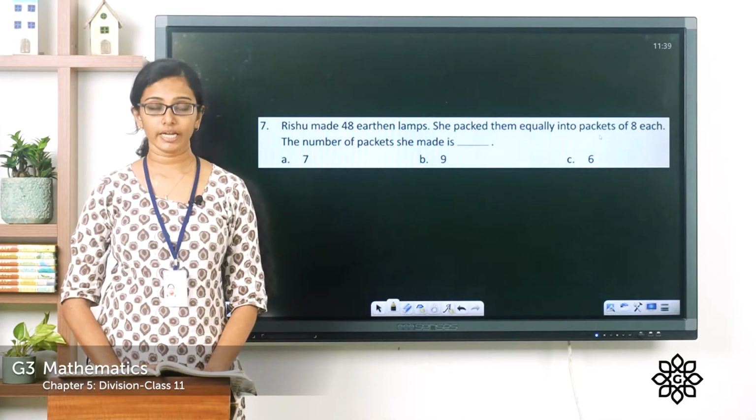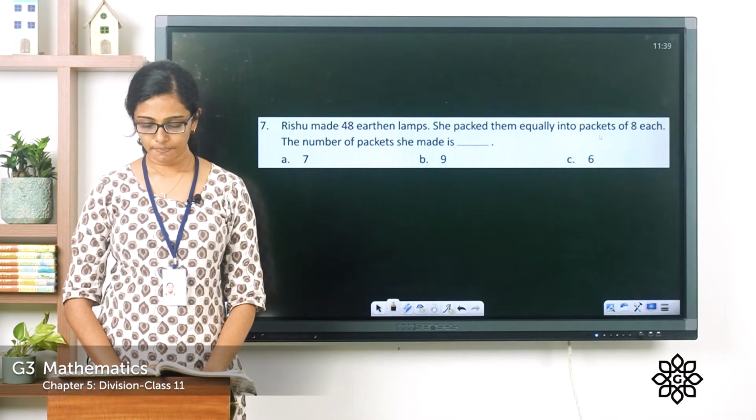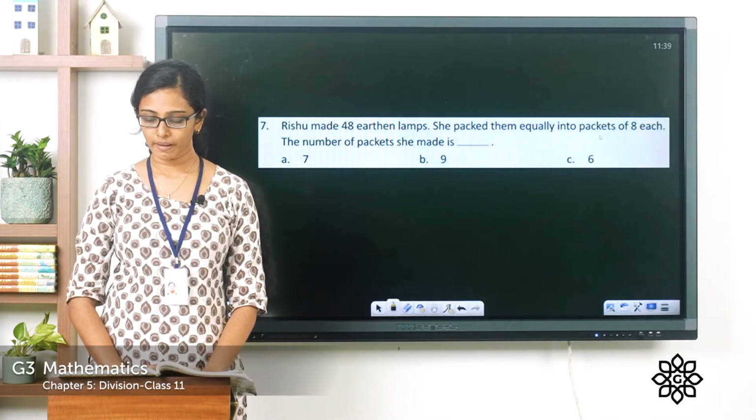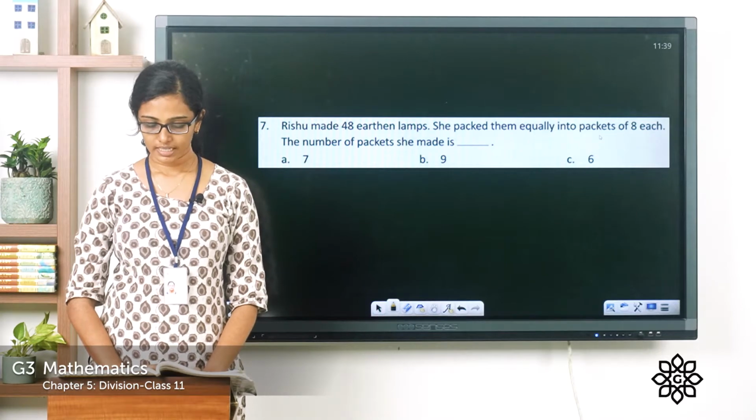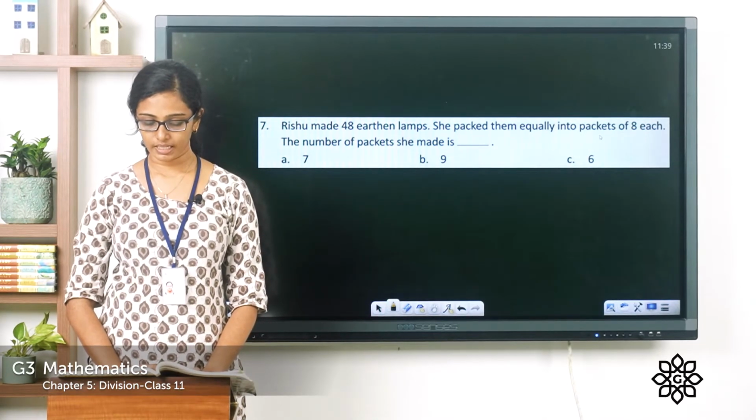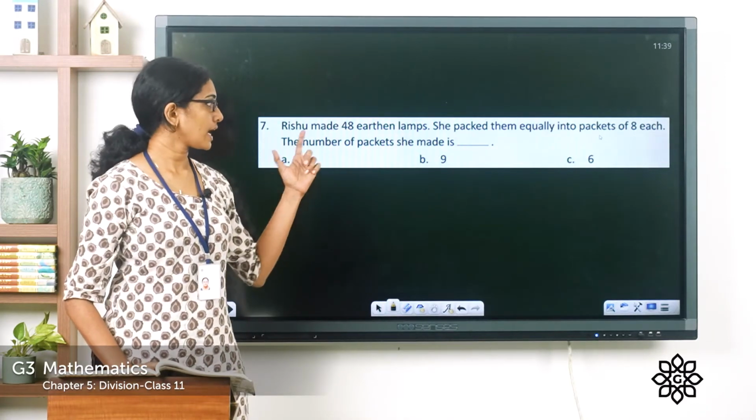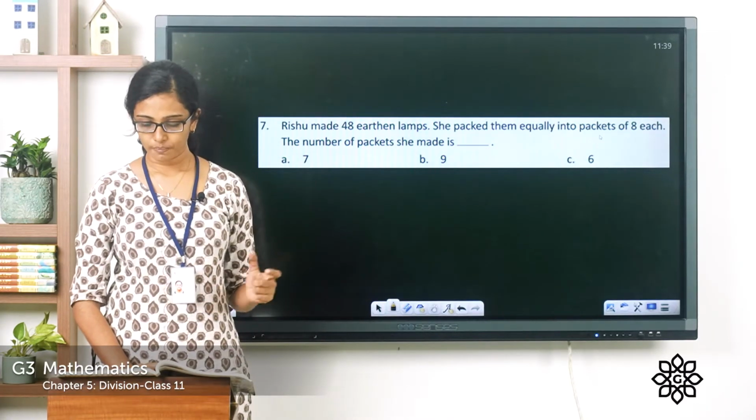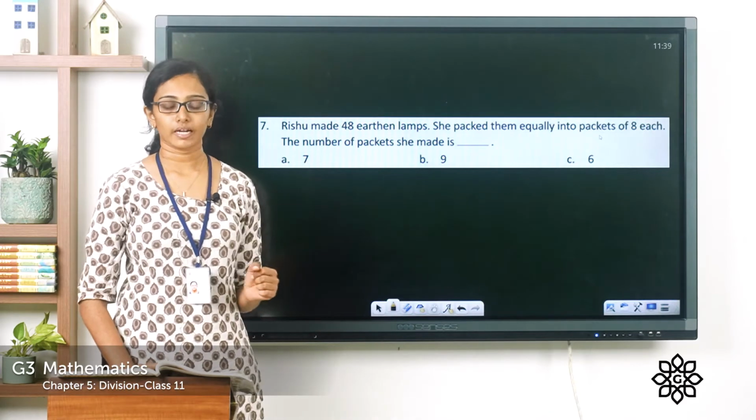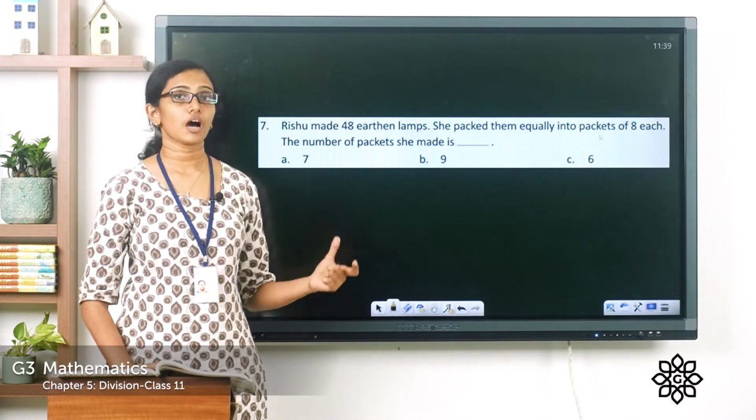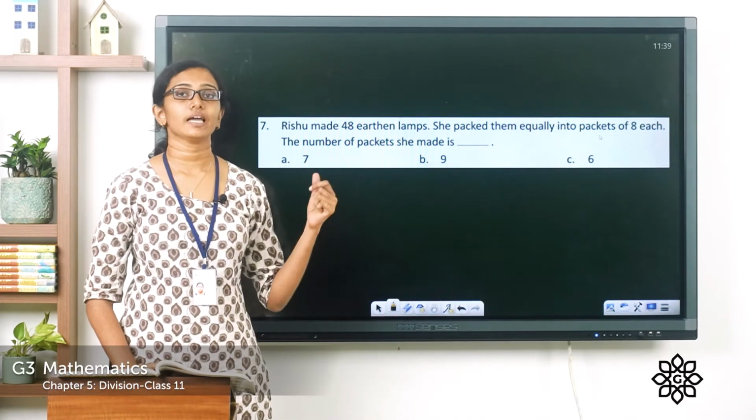Rishu made 48 earthen lamps. She packed them equally into packets of 8 each. The number of packets she made is. So what is given? There are a total of 48 earthen lamps and she packed them equally into 8 packets. So you are asked to find out how many lamps are there in each packet.